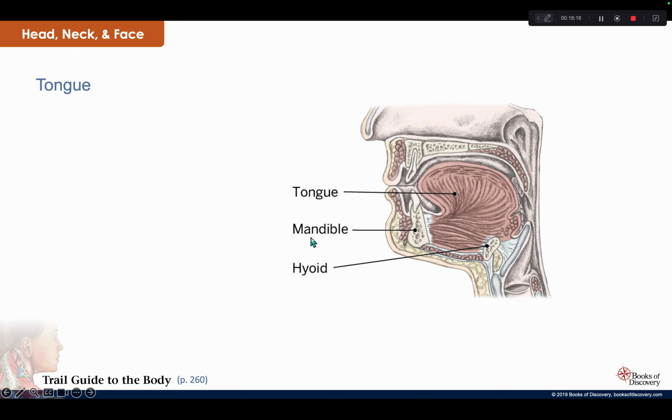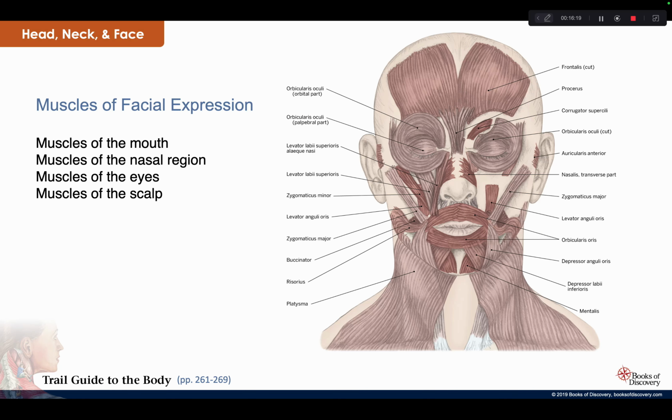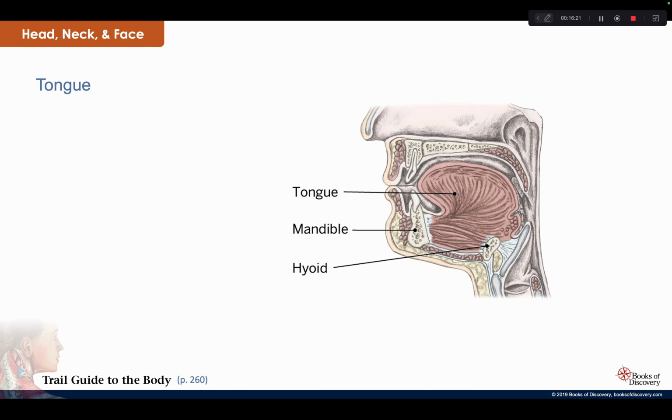The tongue. The tongue is a muscle. Ooh. Oh, that's all I get. The tongue is a muscle.